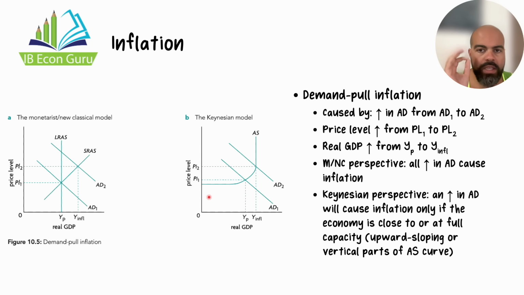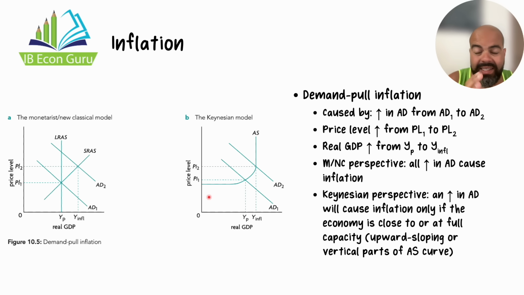So remember, in the Keynesian perspective, not all increases in aggregate demand will cause inflation. Only if aggregate demand increases along the upward sloping or the vertical part of the aggregate supply curve. That means only if the economy is close to or at full capacity. This is the Keynesian justification for increasing government expenditure and for expansionary policies when the economy is in recession or a very deep recession or a depression.